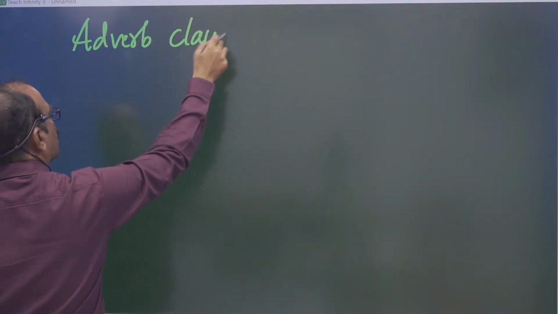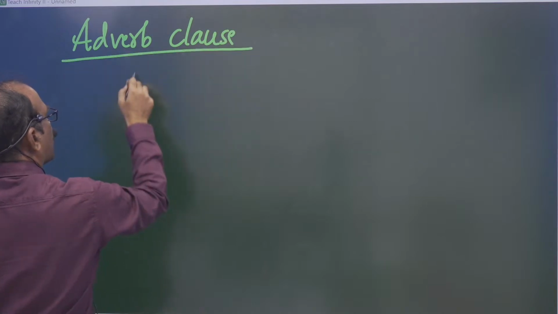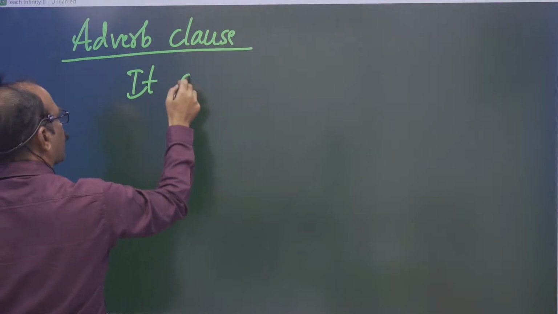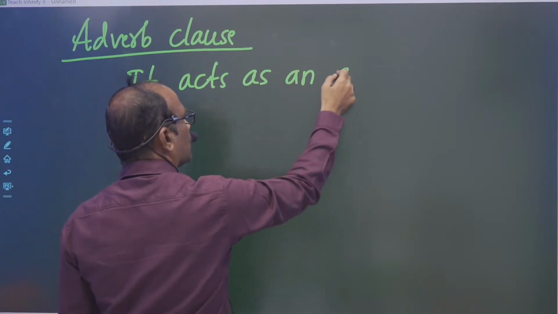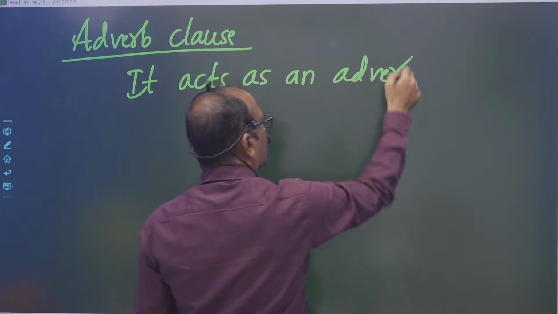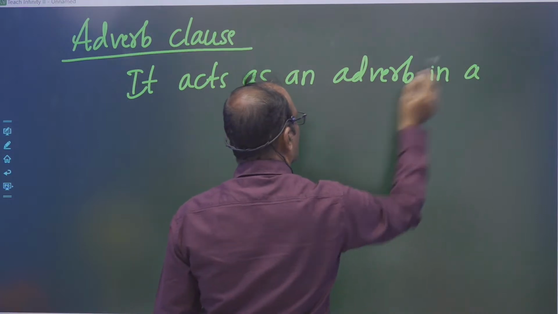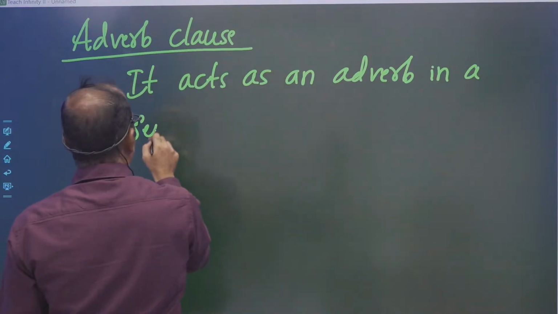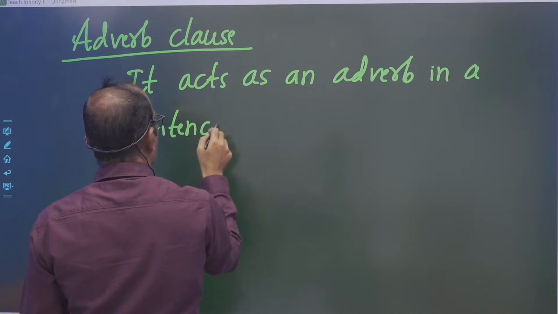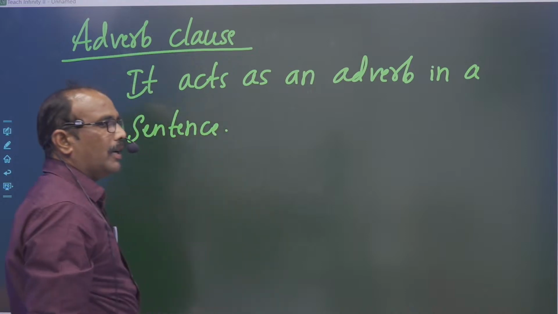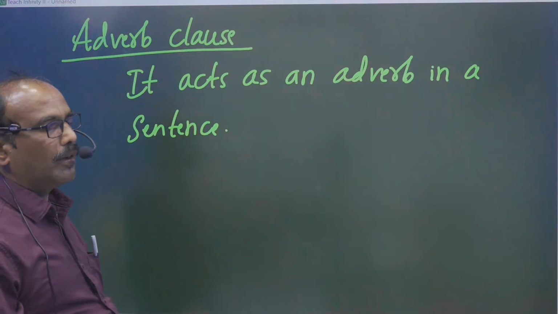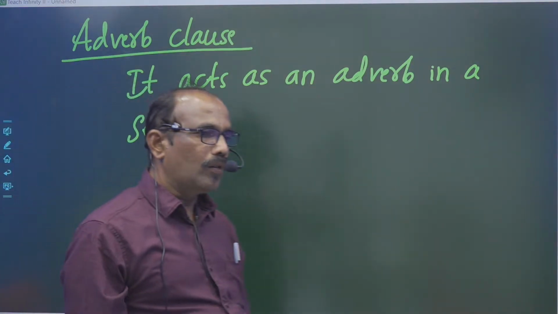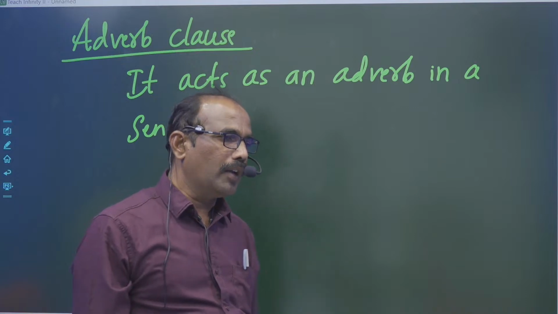And adverb clause, that acts as an adverb in a sentence. Adverb clause means it acts as an adverb in a sentence. It works as an adverb in a sentence, having subordinating conjunctions with it. It works as an adverb, and indicates why, where, and how.